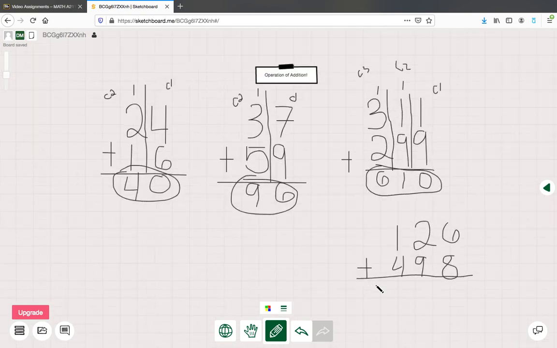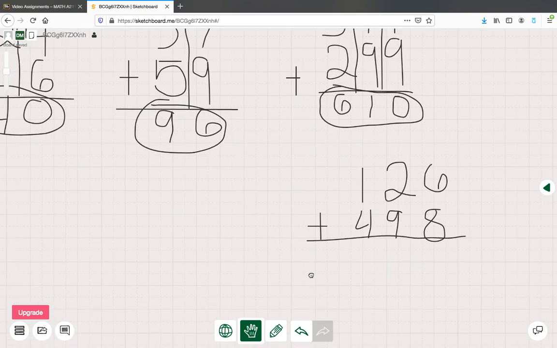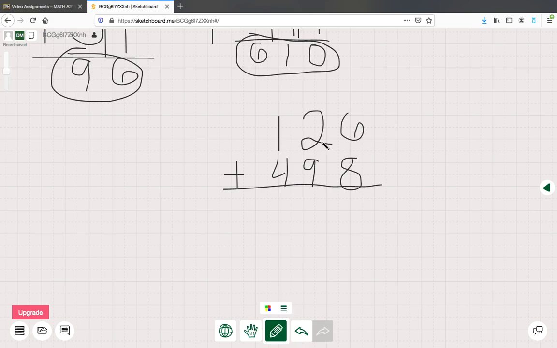The last problem we are going to focus on is 126 plus 498. And I'm going to divide my columns up. So column 1, column 2, that's a silly looking C, and column 3. Let's start at column 1 over here. So 6 plus 8 is 14. So I'm going to put the 4, and should I put my 1 right here? Or should I put it over here in column 2 where I lend it?